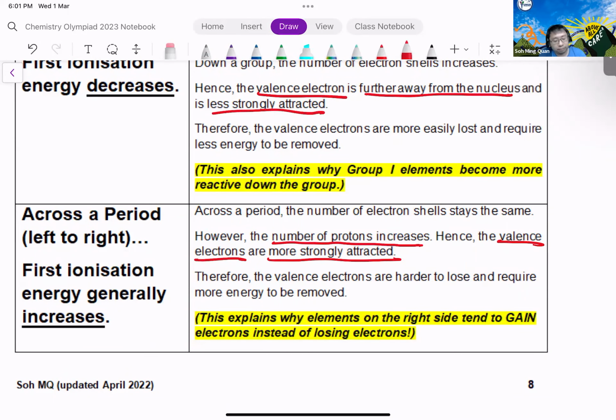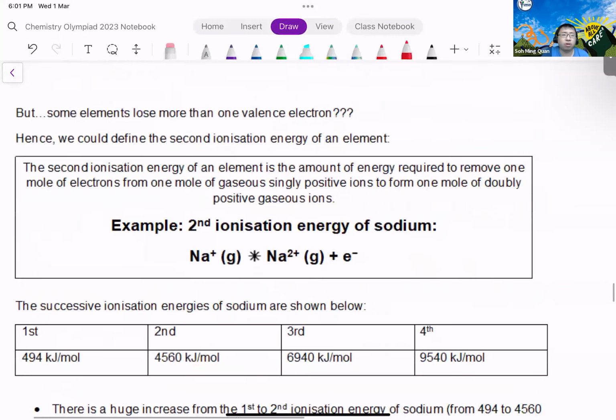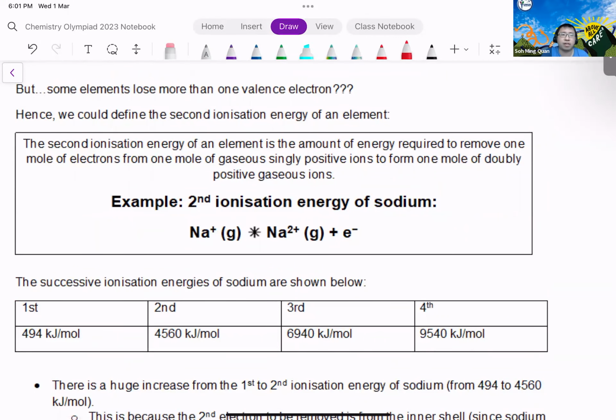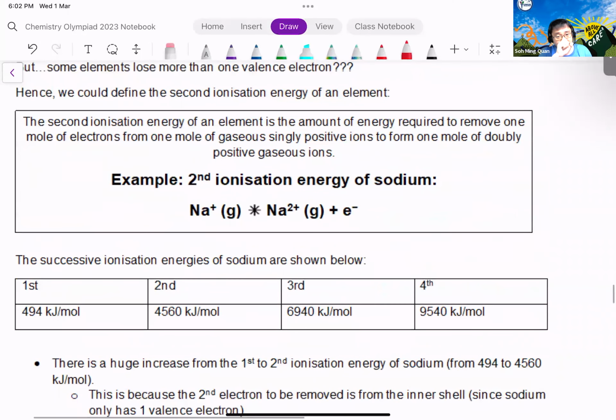Okay, so finally, but you know, Mr., you only say lose the first electron, right? But some elements can lose more than one electron, right? That's true. So you can continue to define the second ionization energy of an element. The second IE of an element is the energy required to remove the second electron. That means you already have plus, and you want to go to 2 plus.